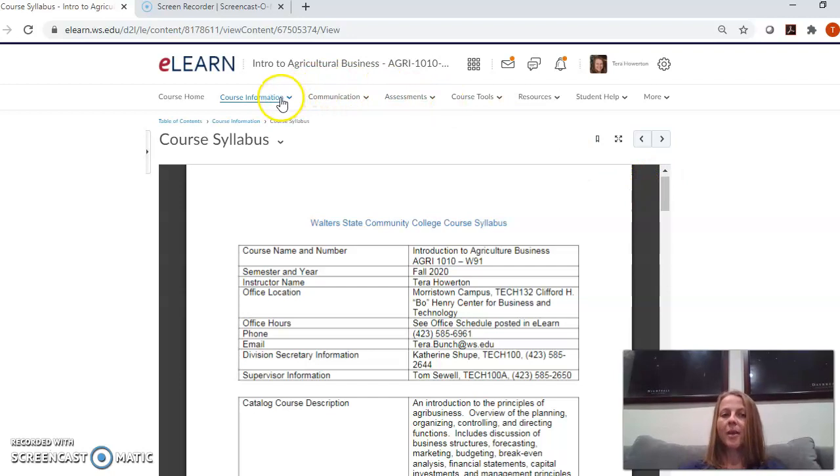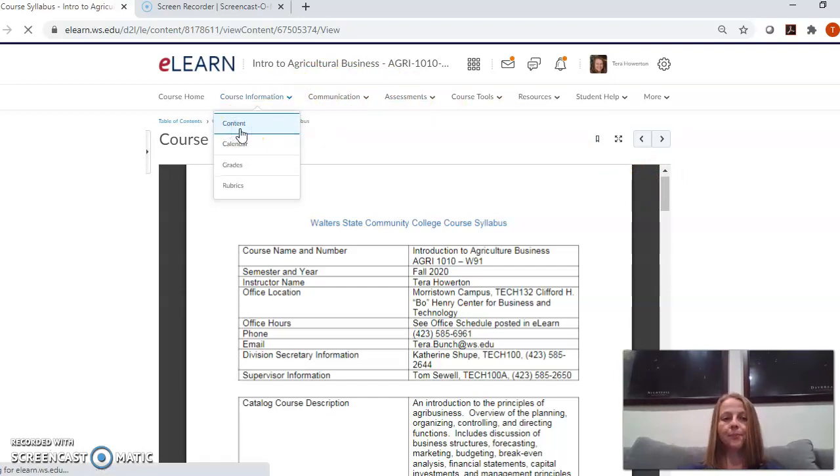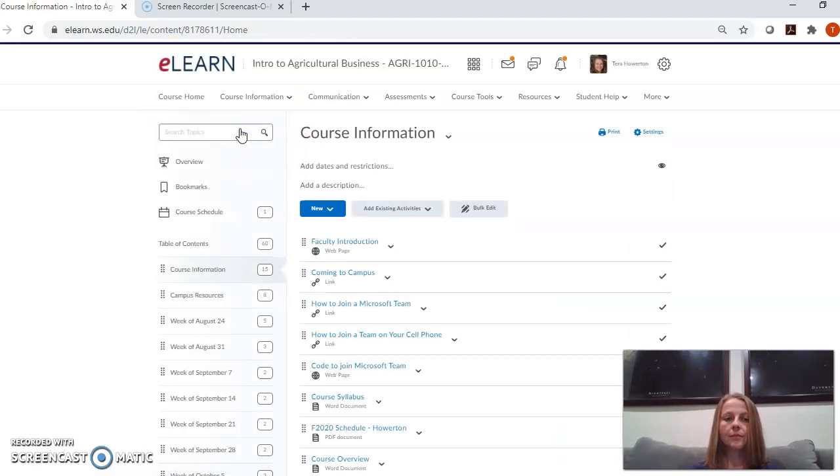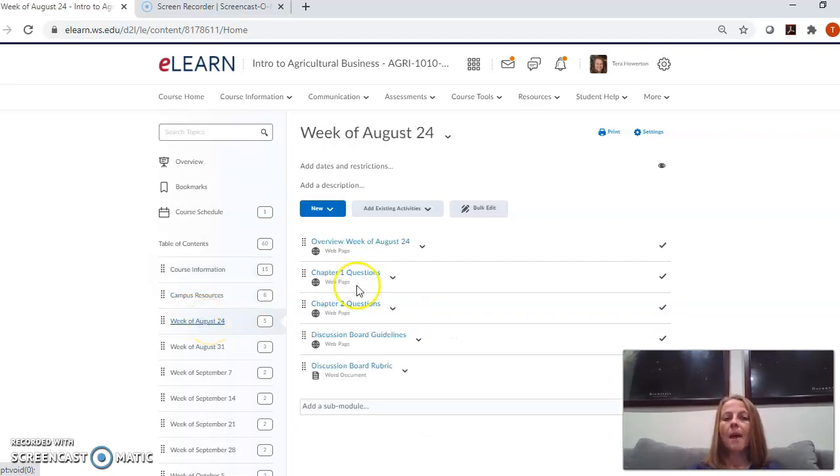Now, let's go back to the course information tab, and we'll return to content. There is a separate module that has specific links for all of the resources I just mentioned. And then if you look here at the week of August 24th, you will see that this week there's an overview for the week. There are 2 sets of questions that you should answer and put in the appropriate drop box. There are some rules for the discussion board and a rubric for how you will be graded. So I'm going to click on this overview of this week for August the 24th.